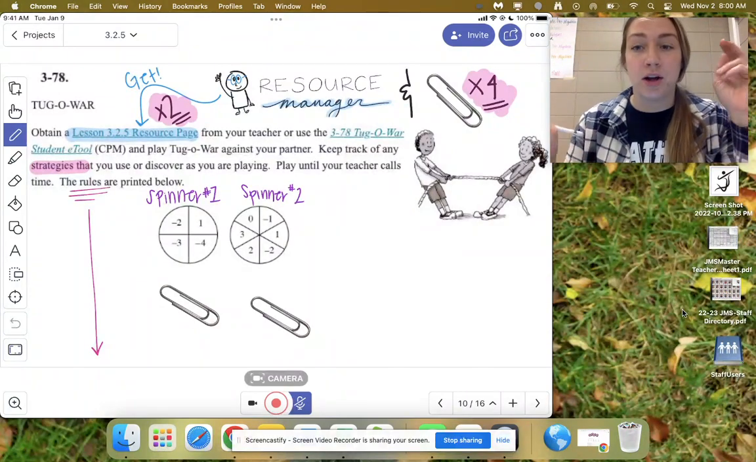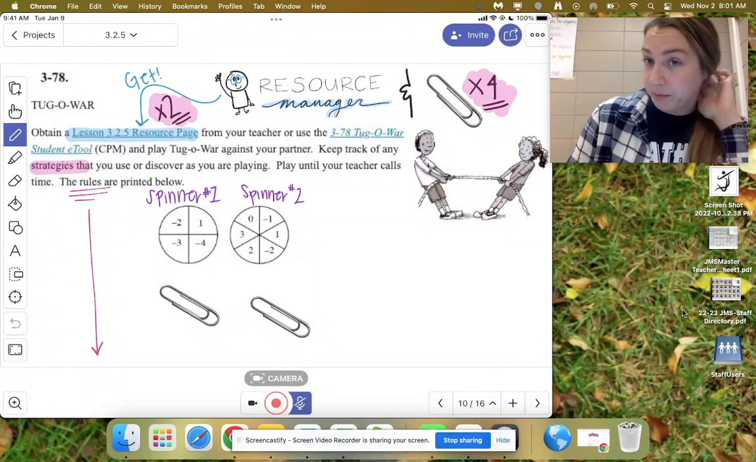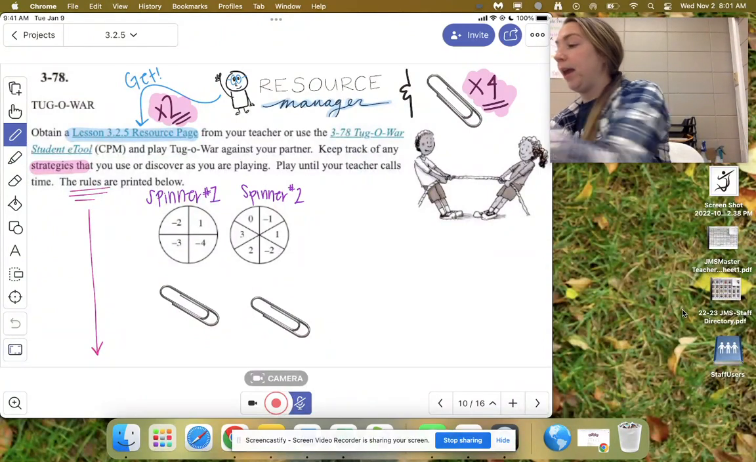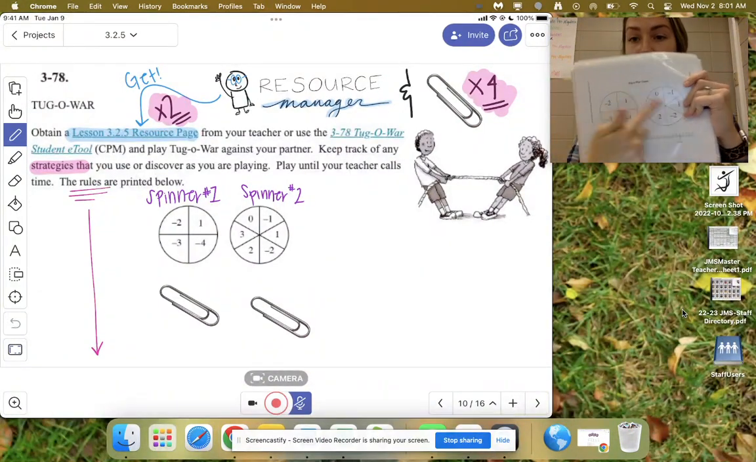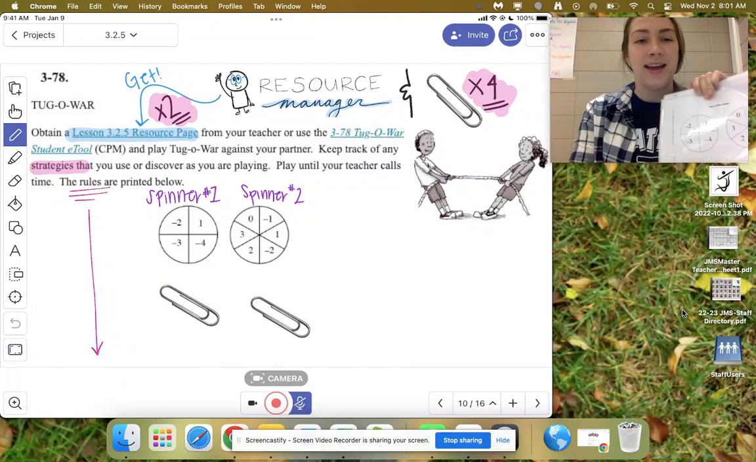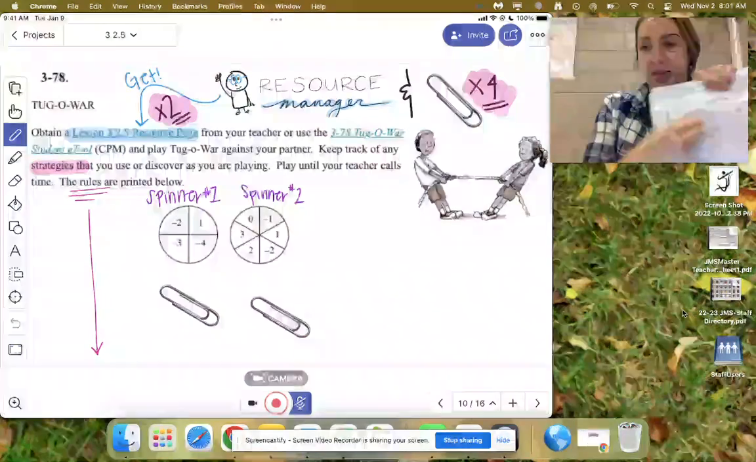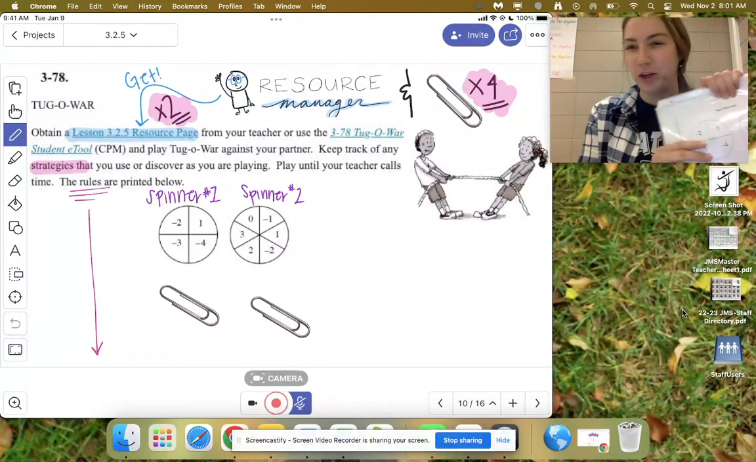The game today is called Tug of War, okay? And you're going to get a resource page from your teacher, not me, and it's going to look like this. Two spinners, and then you're going to get a paper clip. It says 4 paper clips. You don't need 4 paper clips. I don't know why I said that. You could just use 1 and transfer it over, and then you'll need 2 because 2 pairs of people, but you don't need 4.